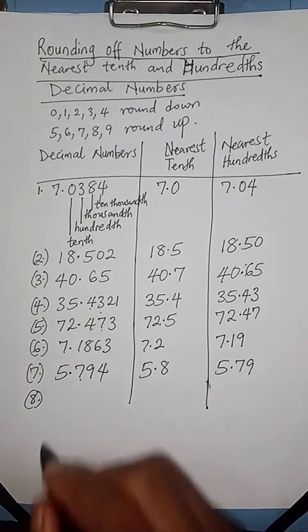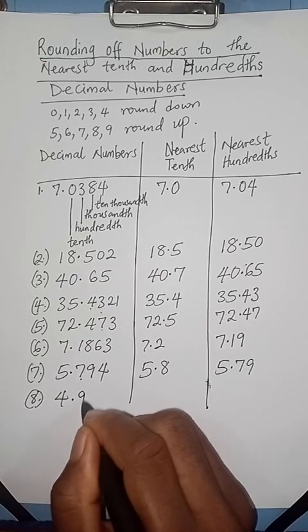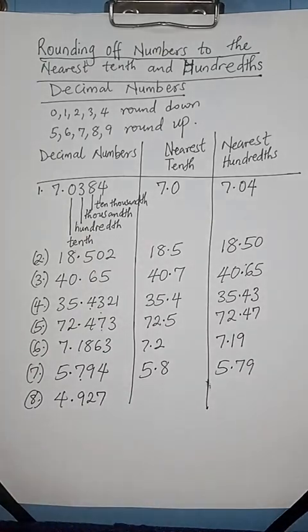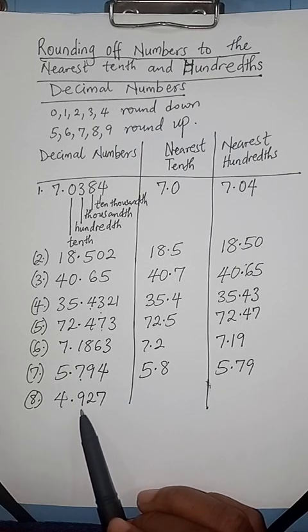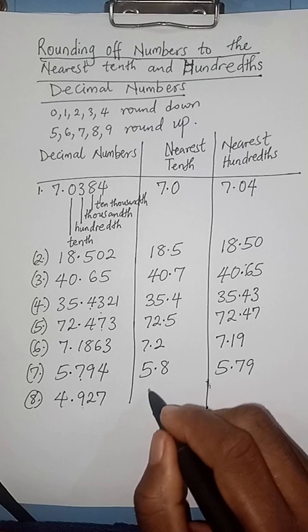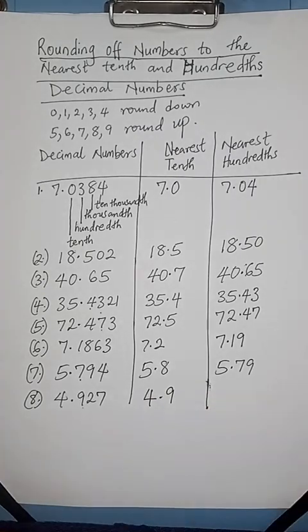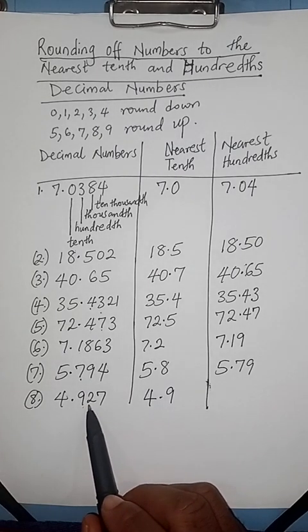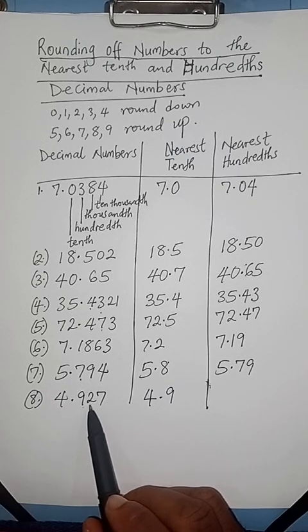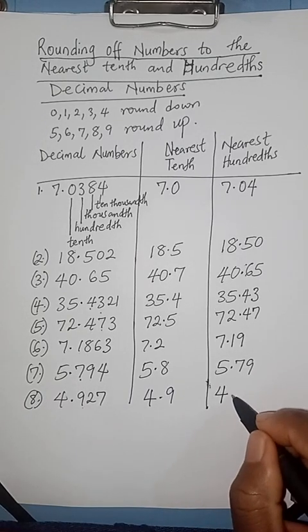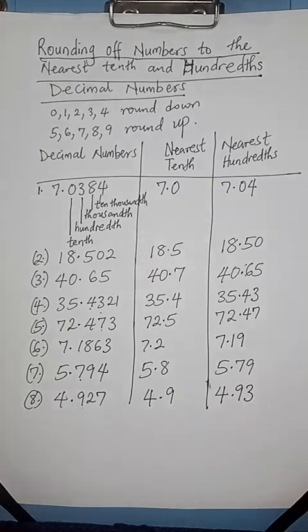Number 8. I have 4.927. I'm going to round this number to the nearest tenth. This is my tenth. The digit after the tenth is 2, so I'm going to round down. My answer becomes 4.9. Now to the nearest hundredth, this is my hundredth. The digit after the hundredth is 7, so I'm going to round up by adding 1 to the digit under the hundredth, and my answer becomes 4.93.